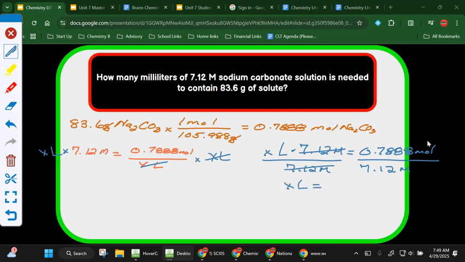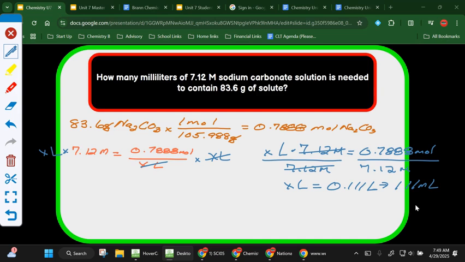X liters equals, somebody take 0.7888 divided by 7.12 and tell me what we get. Okay, so I'm going to put 0.111. I'm now in 3 sig figs, which is what I want. I'm in the unit of liters. The problem, though, asked me to put it in milliliters. So to put it in milliliters, that becomes 111 milliliters.